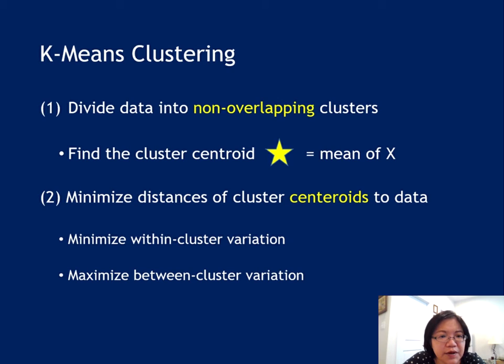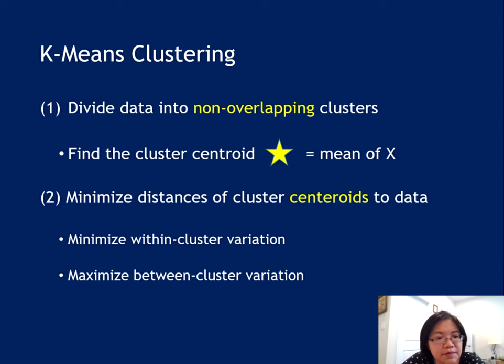The idea is to divide data into non-overlapping clusters. So that's very important to remember, that the clusters should be non-overlapping. When you have data that overlap, then this method can be a little problematic. We find the centroid, the center of the cluster. That's the mean of all the X features. So if you have multiple X features, then each X feature will get a mean, and the vector of the means will become the centroid.